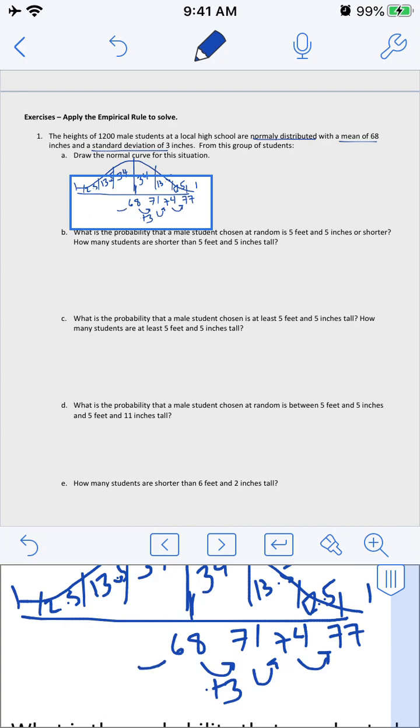Same thing going down. We'll subtract 3, so minus 3. You get 65. Minus 3 again. You get 62. Minus 3 again, 59. And we've filled in the normal curve. Okay, so now what are we going to do with this? We'll see in B through E. But this is our normal curve.